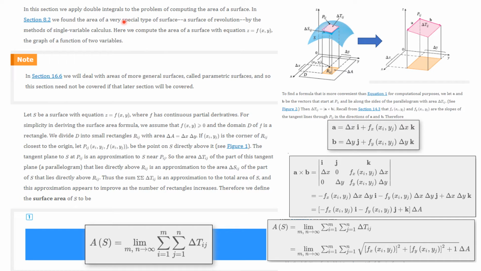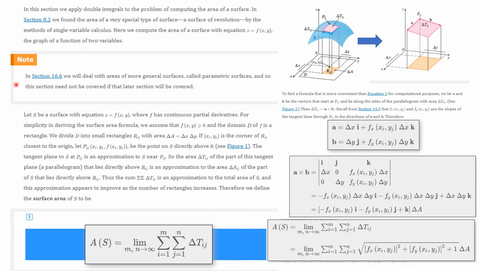In this section, we're going to apply double integrals to the problem of computing areas of surfaces. Now, we actually have done this once before for a very special type of surface, a surface of revolution. That was in Calc 2. But here we're going to compute the area of a surface with equation z equals f of x, y, the graph of a function of two variables.